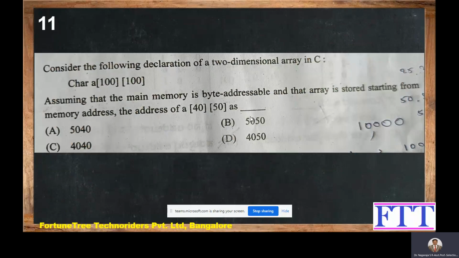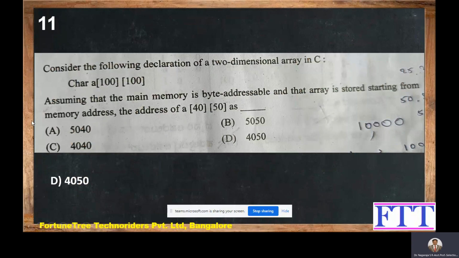Assume that the main memory is byte addressable and that the array is stored starting from memory address, the address of a[40][50]. Here the starting memory address is missing; they have not given the value. If you assume a 0 value for the starting address, option A is 5040, option B 5050, option C 4040, and option D 4050. The right answer is option D, 4050.